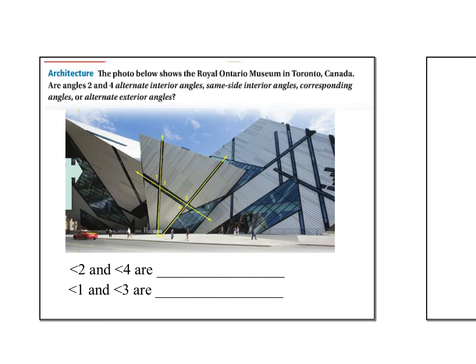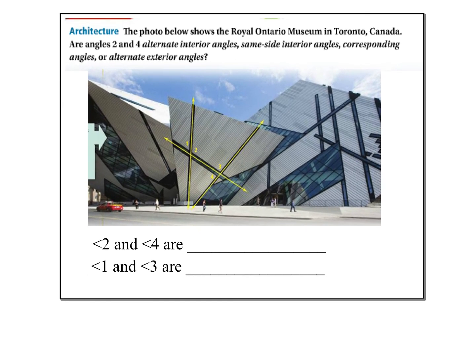Royal Ontario Museum in Toronto, Canada. This reminds me a lot of the Rock and Roll Hall of Fame in Cleveland because of all the different shapes that you get on the outside. Let's identify the relationships here. I'm going to go ahead, answer these, put the terms down, check with your group, and then we'll go over.